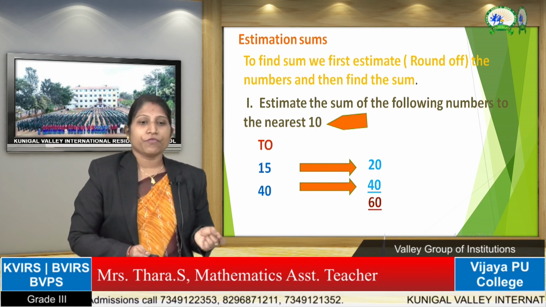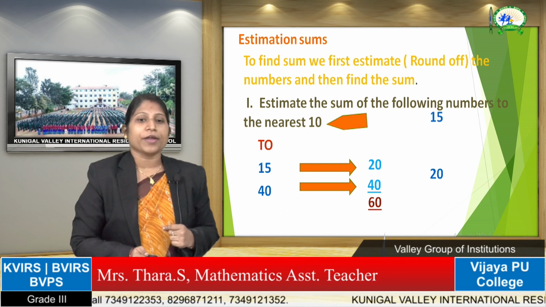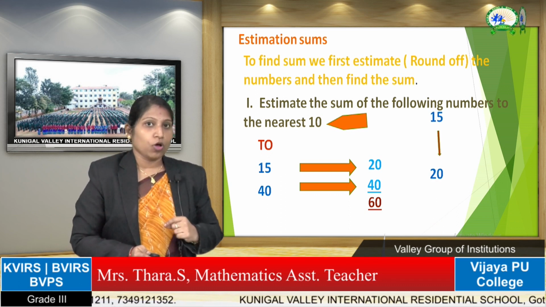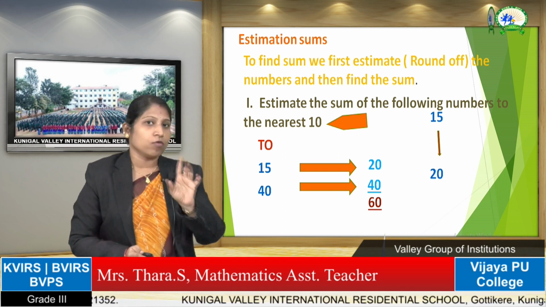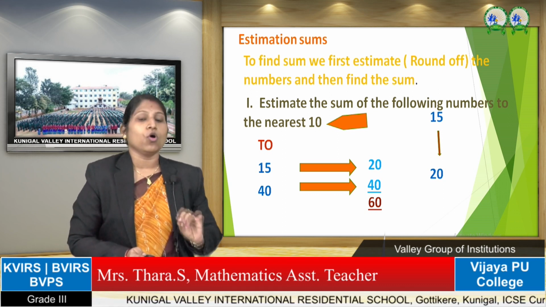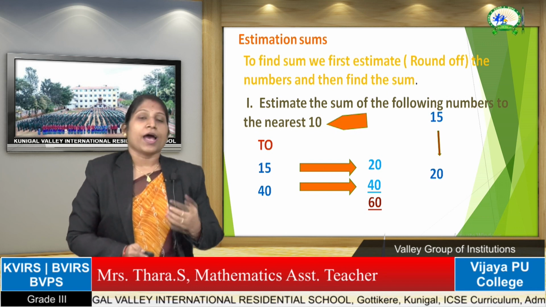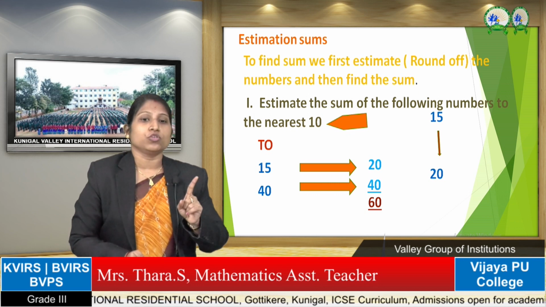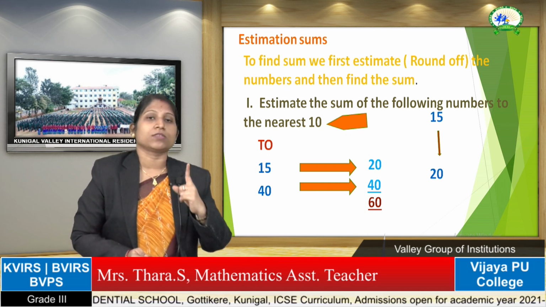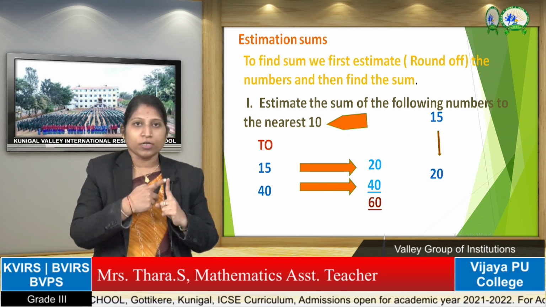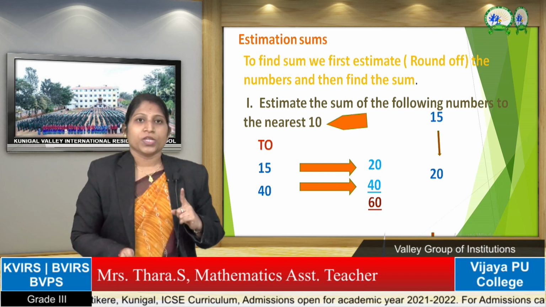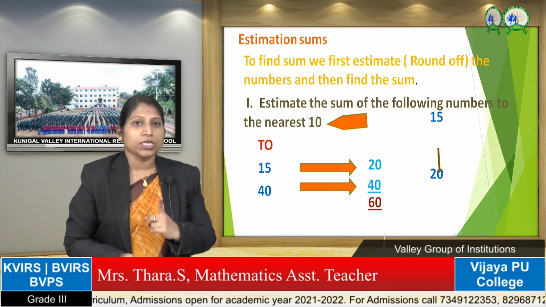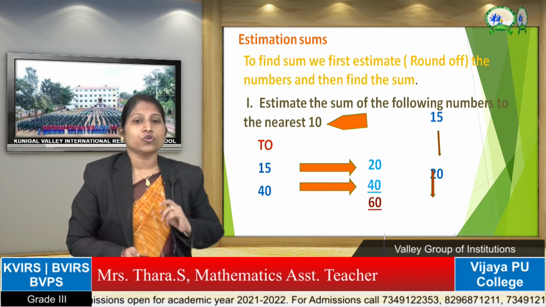How does it come? When 15 is rounded up, what happens? You can see there, 5 becomes 0, because in 10 we have 0. 5 becomes 0 and 5 is equal to 5. So you have to add 1 to the tens place digit. The tens place digit is 1, and we add 1 to that. 1 plus 1, 2. So 1 becomes 2. Understand, children? See again, 5 becomes 0 and 1 becomes 2.